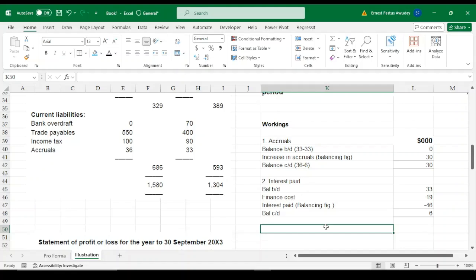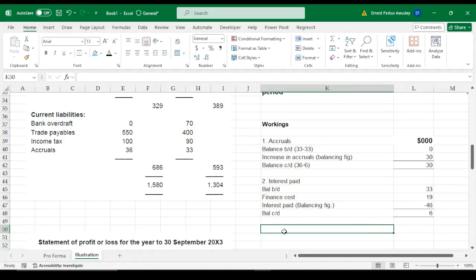All right, but this one we are looking at, the calculation in a columnar form, and I think this is much easier than the T account, which is also easy, but this is much easier for understanding. All right, so that's how we calculate our interest paid.